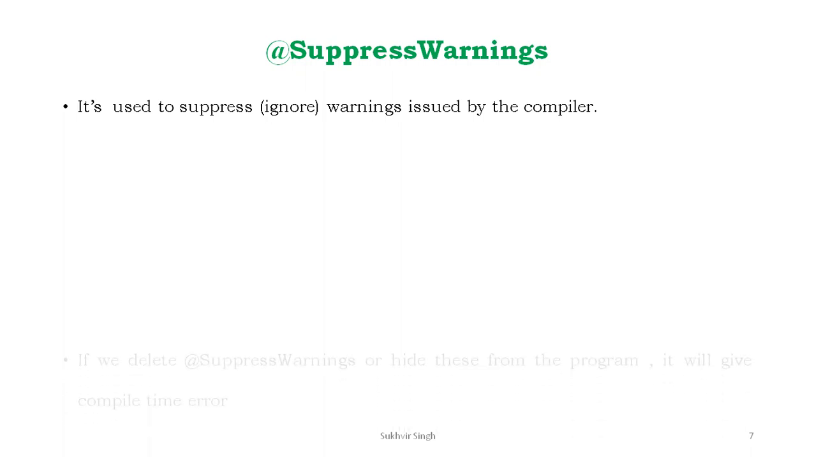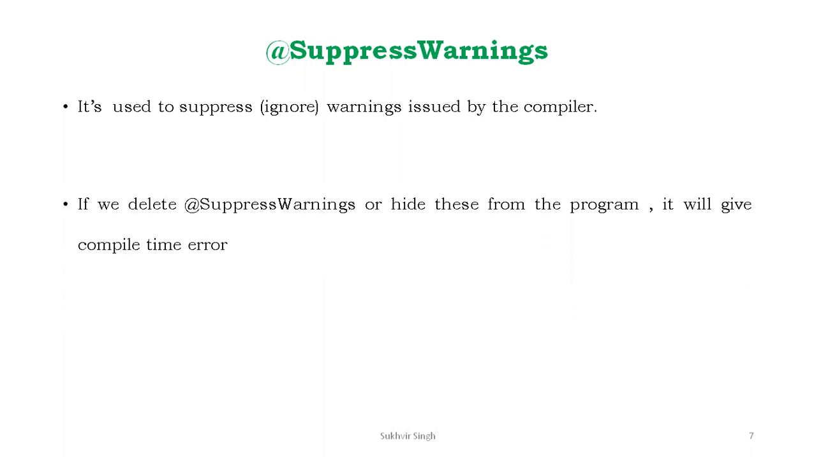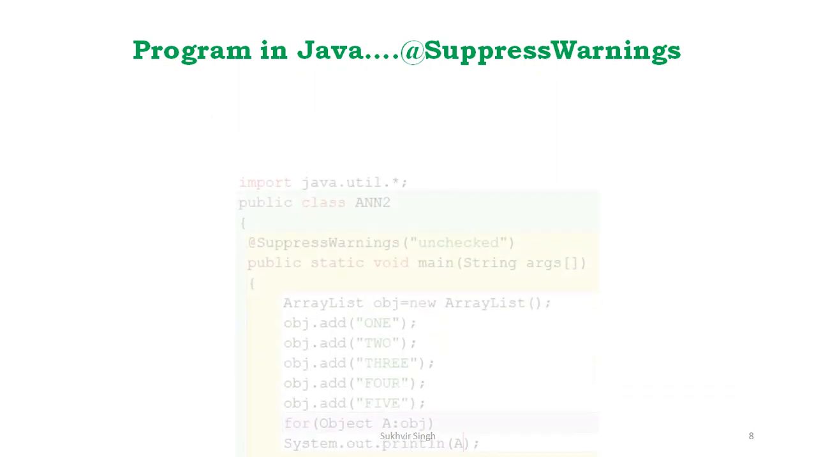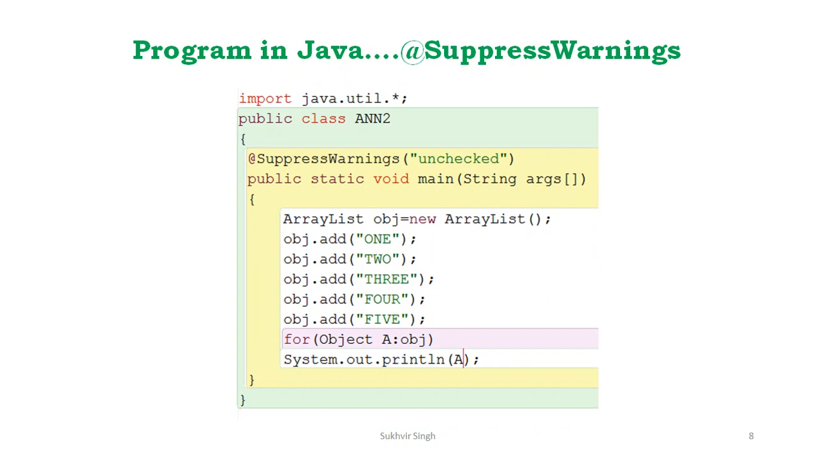Now the second annotation, SuppressWarnings. It's used to suppress or ignore warnings issued by the compiler. If we delete @SuppressWarnings or hide it from the program, it will give a compile time error. Let's execute the content in Java.